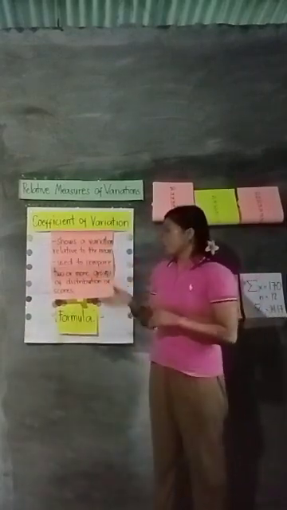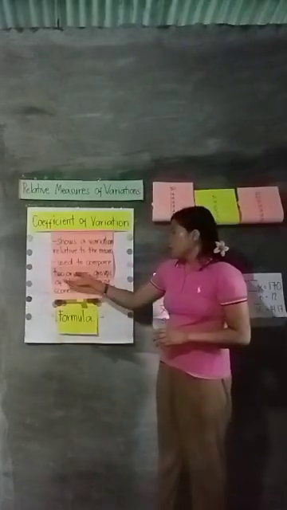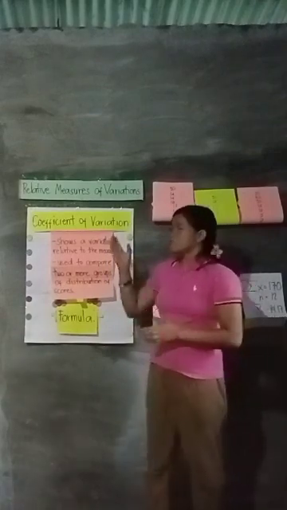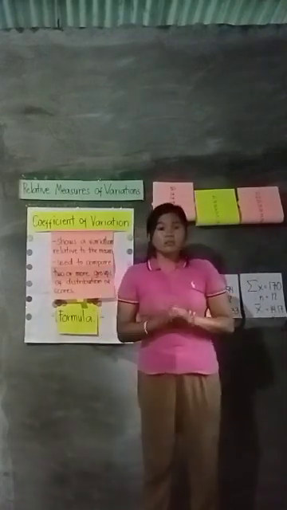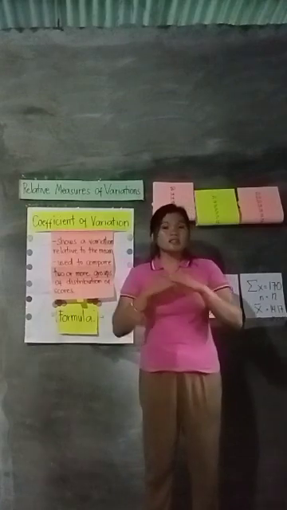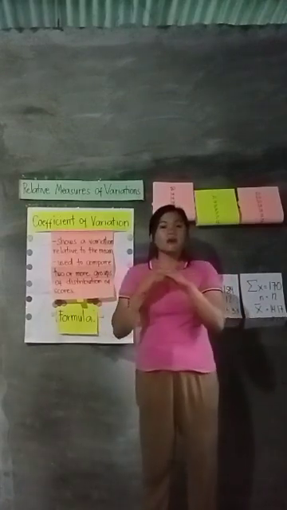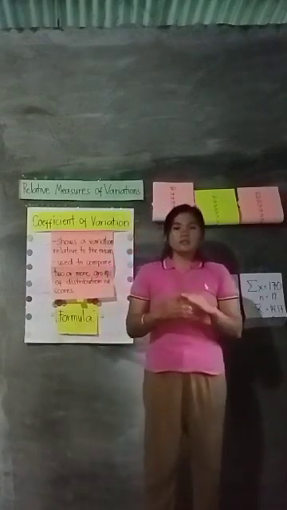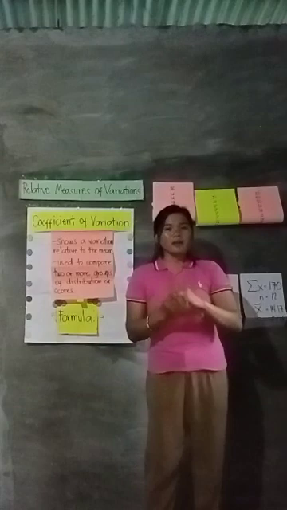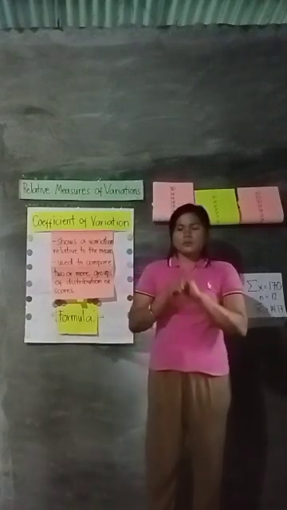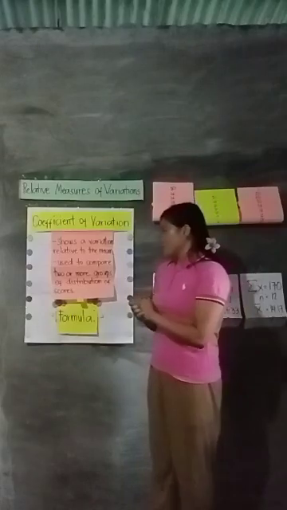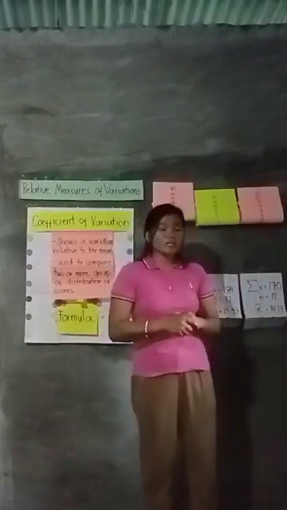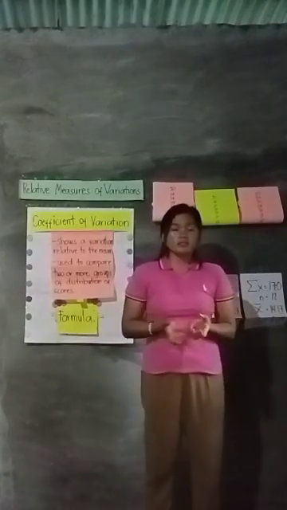It is used to compare two or more groups of distribution of scores. So usually, coefficient of variation is expressed as a percent. That is because you need to calculate it by dividing the standard deviation by the mean. To get the result, you need to multiply it by 100 to get the percentage. So, the smaller the coefficient of variation, the more homogeneous the scores are.